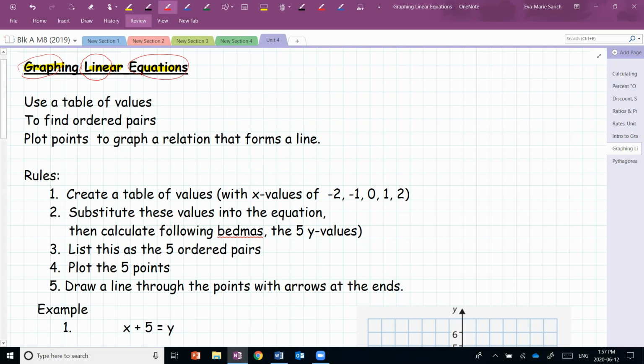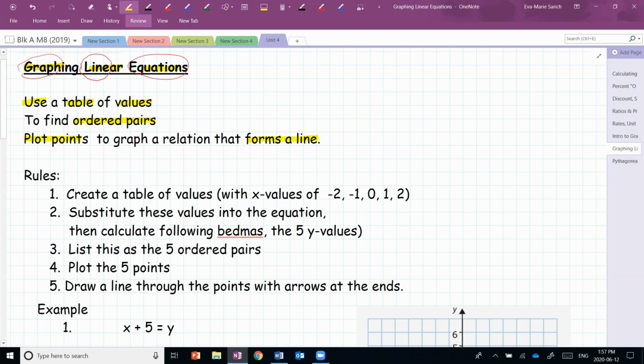All right, so what are we going to do? We're going to use a table of values, and I'll talk about how to do that. With that, we're going to find some ordered pairs. Last week, you were plotting ordered pairs. You're going to take those ordered pairs and plot the points on the graph to form a line.